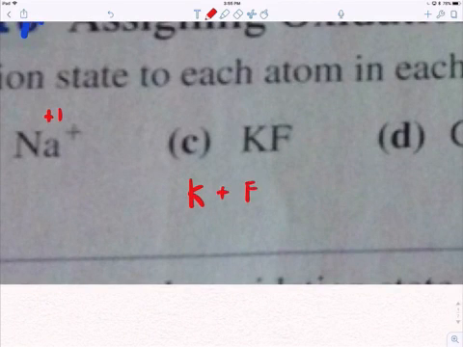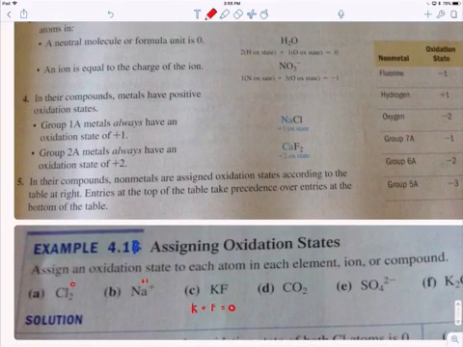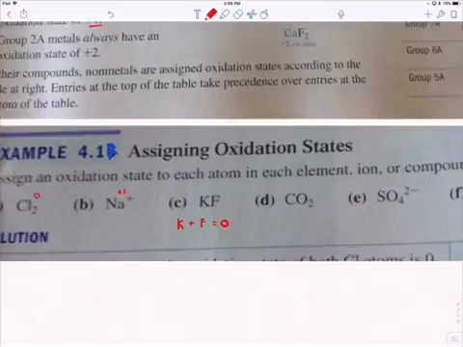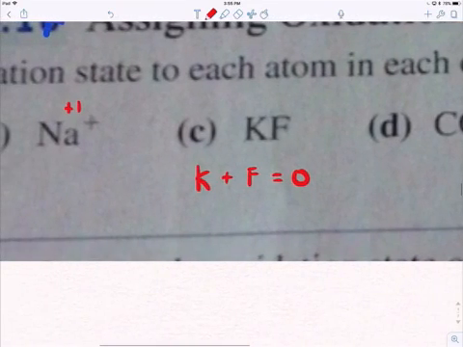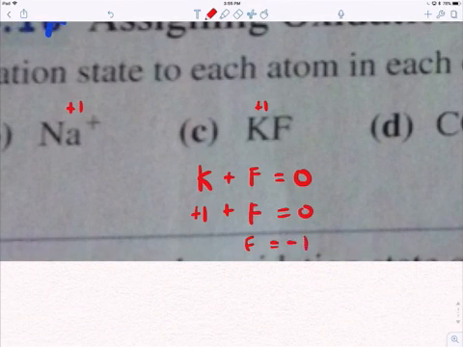So this is rule number 3. The sum of them, potassium plus the oxidation number of fluorine, equals 0. That's a neutral unit. That's 0. And also, rule number 4, alkalis are +1. So that means potassium is +1. Let's put +1 for potassium, plus fluorine equals 0. Fluorine is equal to -1. So fluorine is -1 there. Not very surprising.